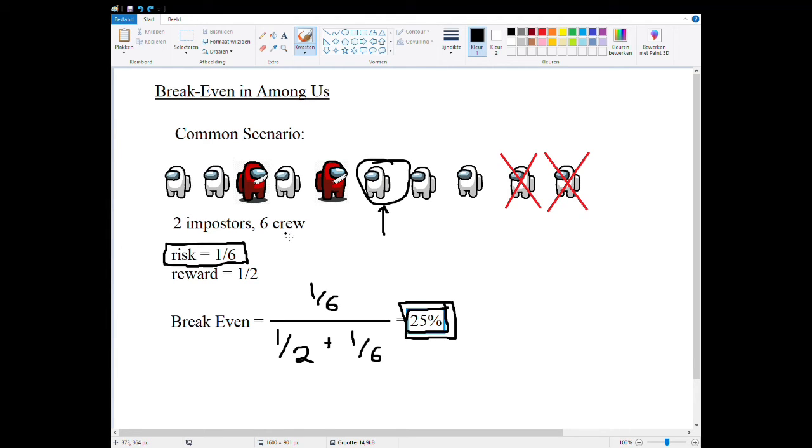Because I put the risk as 1/6 of the crew, but let's say that we're later in the round, okay, and a bunch more people have been killed. So let's see, 2 imposters, let's just say 2 more people have been killed.